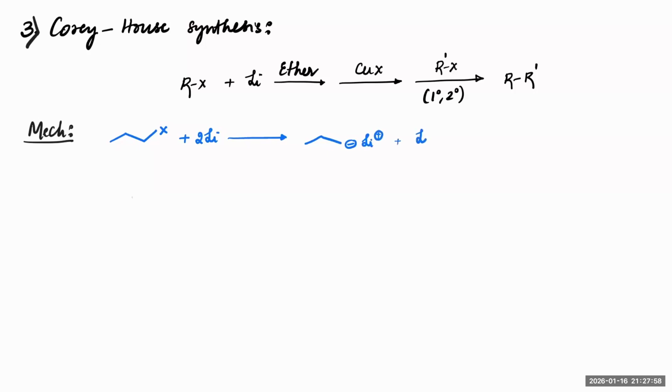And another compound is LiX. Now, if I take 2 moles of this alkyl lithium compound, and you react it with CuX, now I can take X as anything. It could be chloride or bromide or iodide. Anything will be fine.